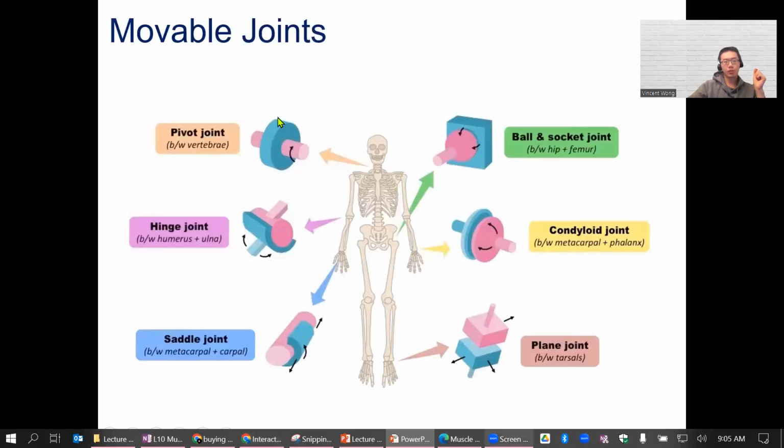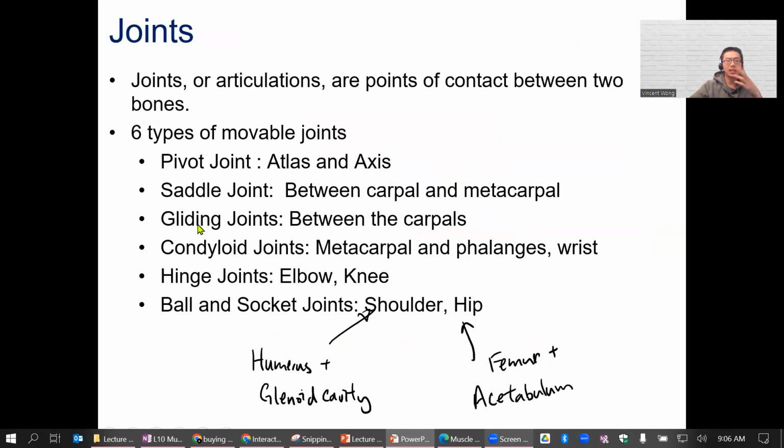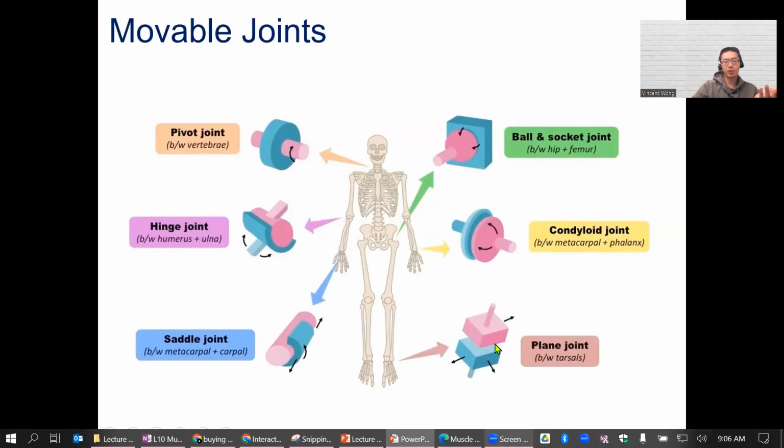And that's just to show you what they look like. It's hard to visualize, I have to agree, without seeing a physical model. But the questions are going to be very simple. It's like, which of the following is an example of a pivot joint, right? So C1 and C2. I know it says plane joint here, but it's the same meaning as gliding joint. It's like two planes that just, again, rub past each other, right? Okay.